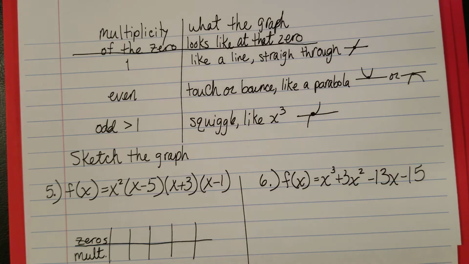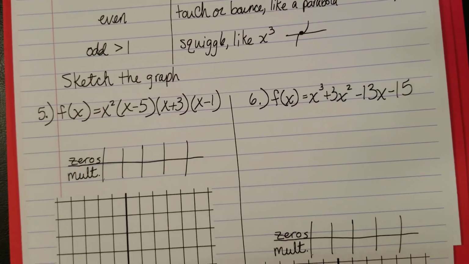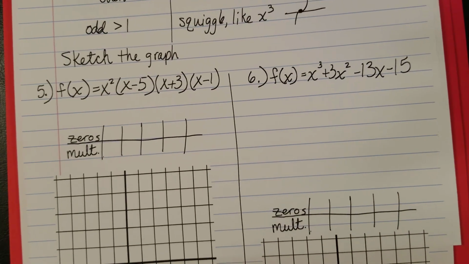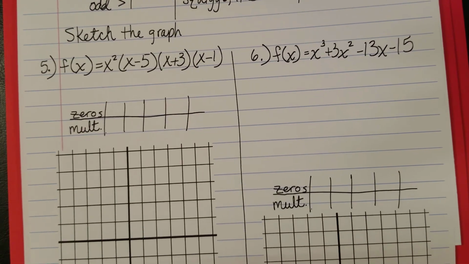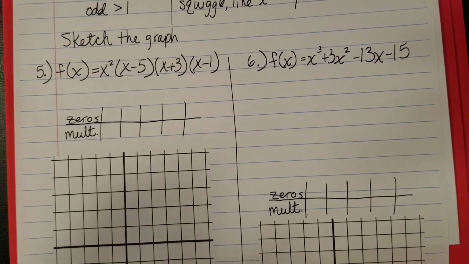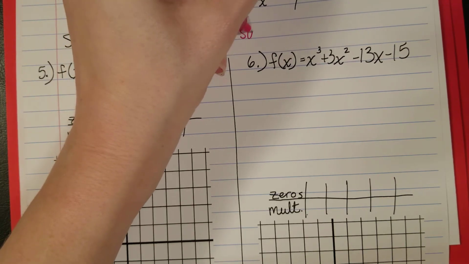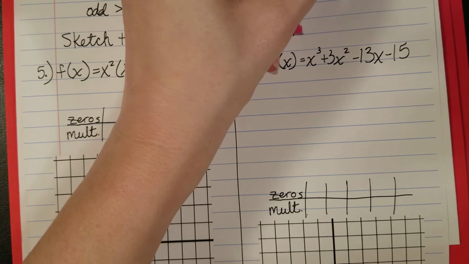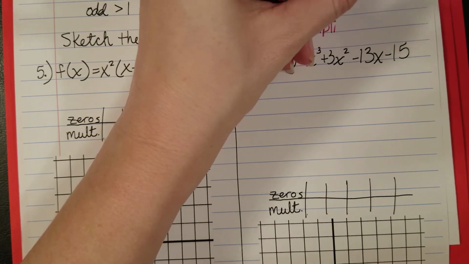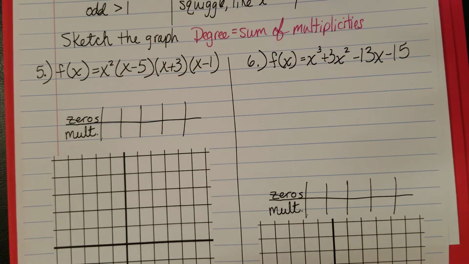Okay, so we're going to go ahead and put all this knowledge together to finally make a graph. Another thing that is helpful to note is that the degree is equal to the sum of the multiplicities of the zeros. Okay, the degree is equal to the sum of the multiplicities.